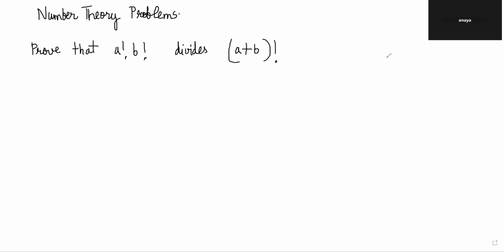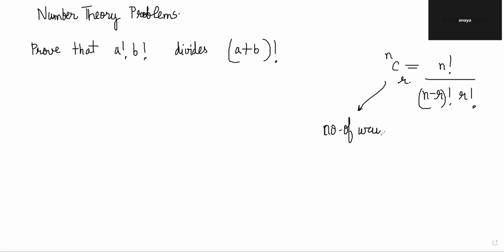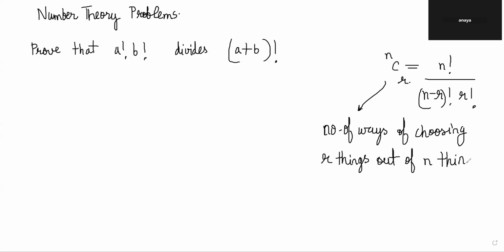Do you know what is the meaning of nCr? Yeah, it's like choosing r numbers out of n. n factorial divided by n minus r factorial times r factorial. Yeah. Number of ways of choosing r things out of n things, right? Obviously, this number is going to be an integer.